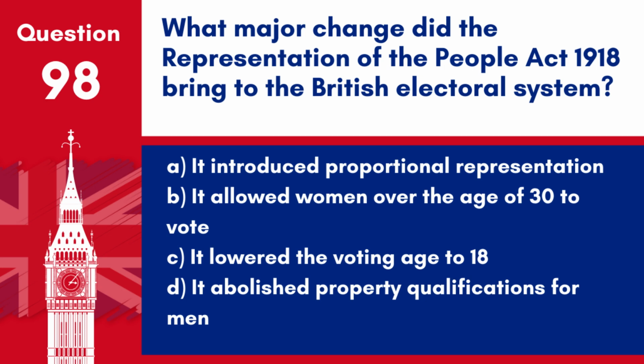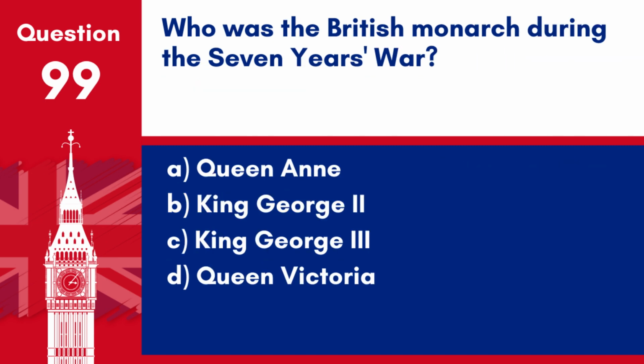Answer B. It allowed women over the age of 30 to vote. The major change the Representation of the People Act 1918 brought to the British electoral system was that it allowed women over the age of 30 to vote. Question 99. Who was the British monarch during the 7 Years' War?